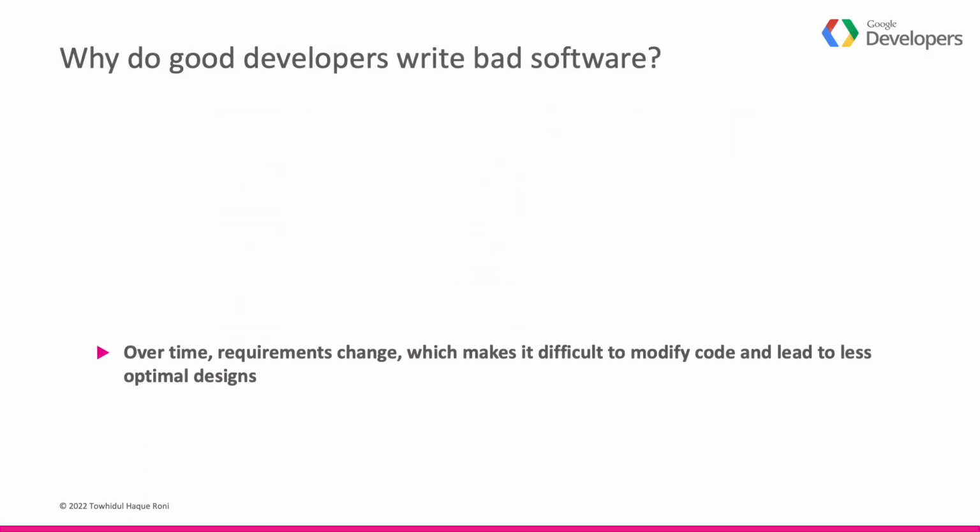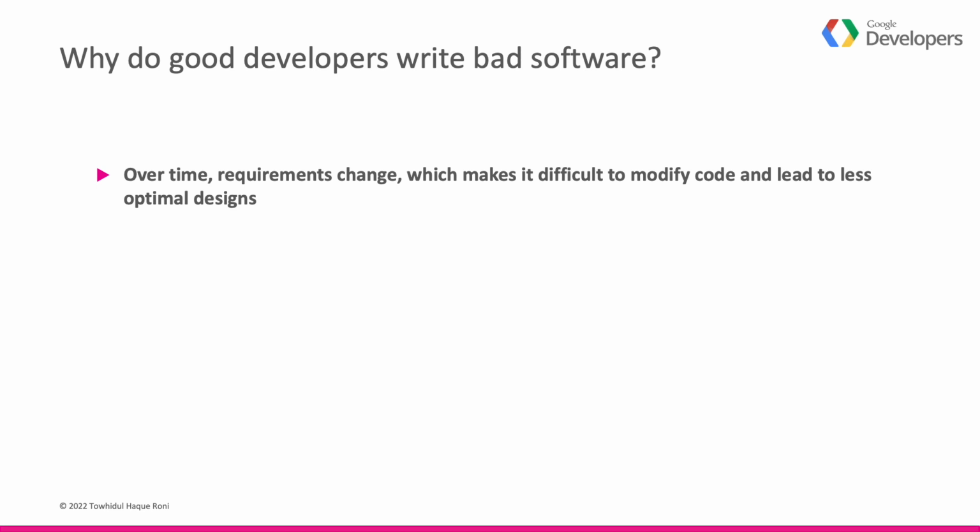Have you ever wondered why even good developers sometimes end up writing bad software? Well, there are a few reasons that contribute to this phenomenon. Firstly, over time, requirements change. Software projects are dynamic, and as the needs and expectations evolve, it becomes challenging to modify existing code and maintain optimal design. What once seems like a good solution may no longer be suitable for current requirements. This can lead to code that is difficult to understand, modify, and maintain, resulting in suboptimal designs.